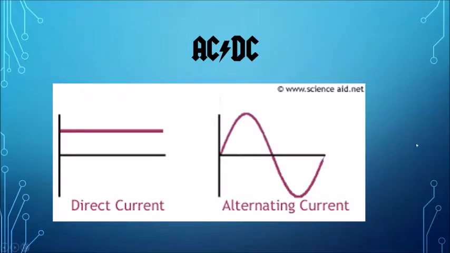There are two types of voltage, alternating current and direct current. The abbreviation for direct current is DC and the abbreviation for alternating current is AC. So if you want an easy way to remember these, you just have to think about the band AC/DC. Alternating current means that the voltage goes from positive to negative with a constant time span, as you can see on this image. Direct current means that the voltage always stays positive.